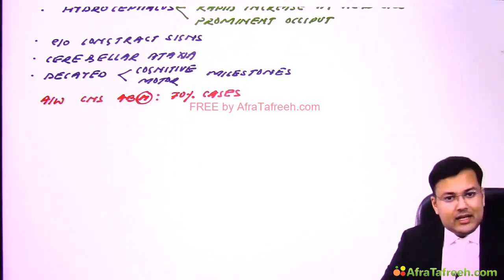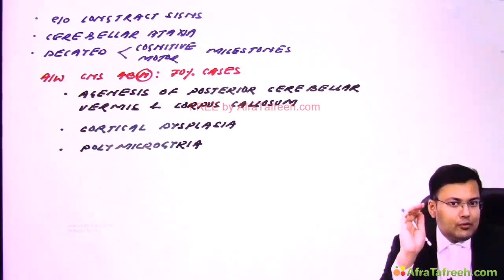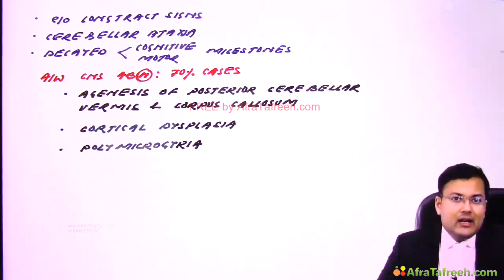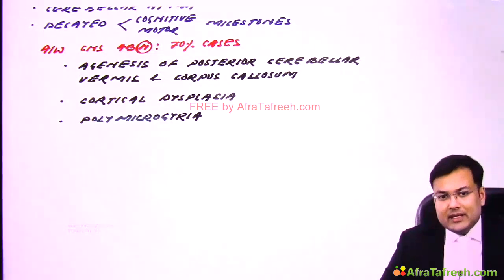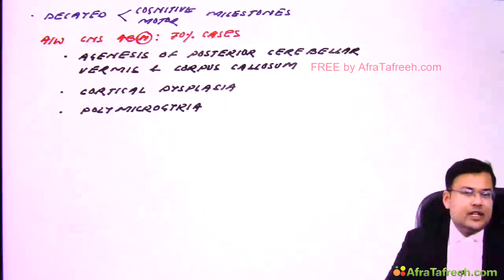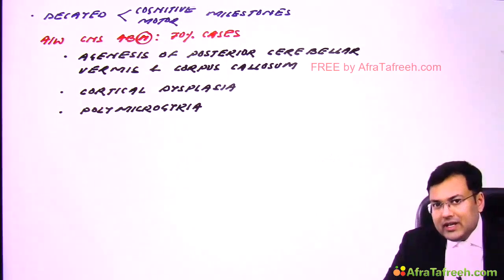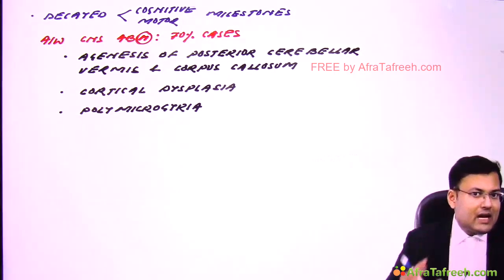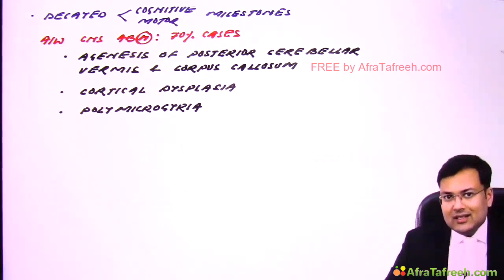And what are the CNS abnormalities which are seen? So we discussed that these patients have agenesis of posterior cerebellar vermis and corpus callosum. Simultaneously, certain patients have cortical dysplasia. They can be polymicrogyria. So these are the CNS abnormalities which are seen in patients of Dandy-Walker's malformation. Now, what is the investigation of choice for diagnosis? So obviously it is MRI. And how we are going to treat the patient? Main problem of the patient is what? Hydrocephalus, increased intracranial tension. So we have to shunt the cystic cavity.